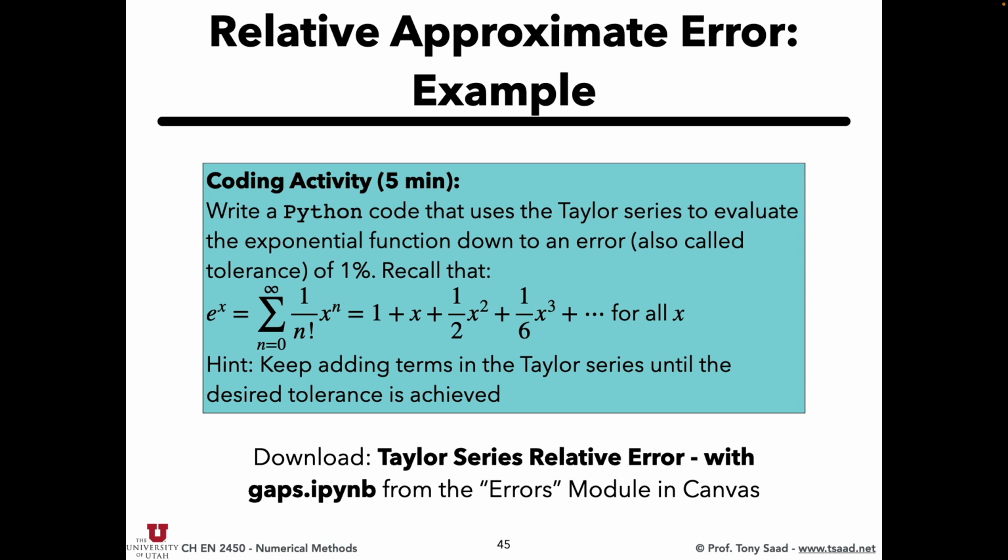So here's your coding activity. You are going to write a Python code that implements the Taylor series to evaluate the exponential function, okay, down to an error or a tolerance of 1%. Okay, so you are to implement this Taylor series. You're going to keep adding terms, however many terms we need, until the error is less than or equal to 1%.